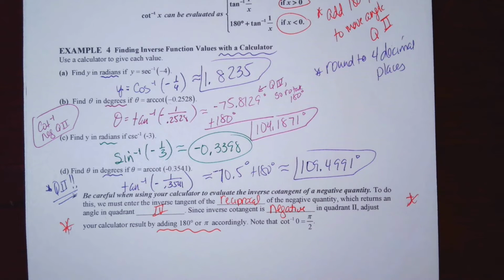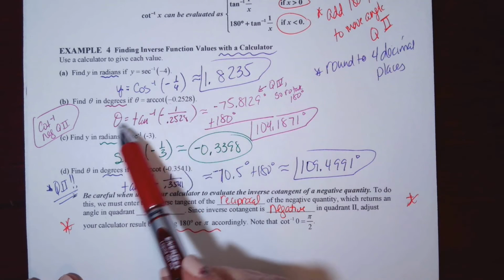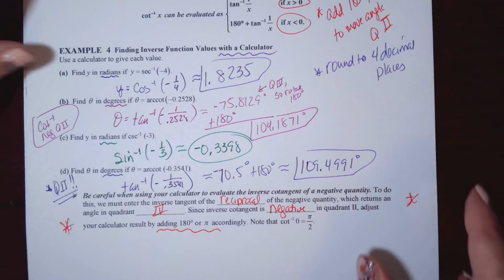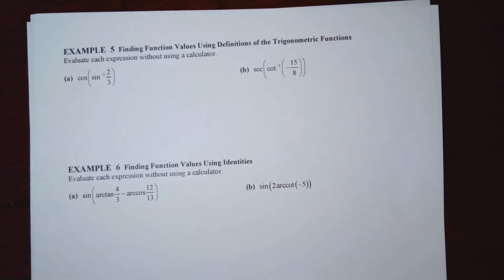Okay, that's what we practiced there on B and D. Now, if you have a positive angle value there, you don't have to rotate it. You don't have to move it, because everything is positive in quadrant 1, so you wouldn't have to make any adjustment. You just have to make that adjustment if you are doing a negative value there.